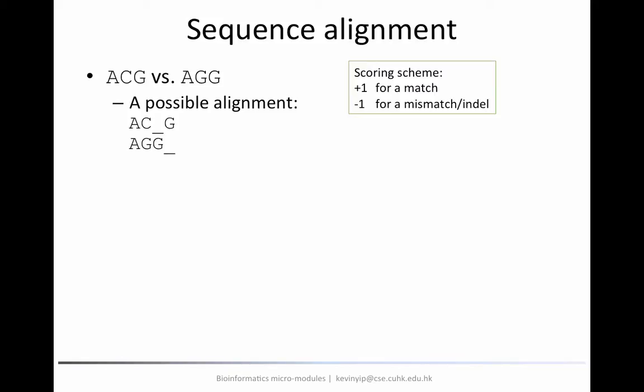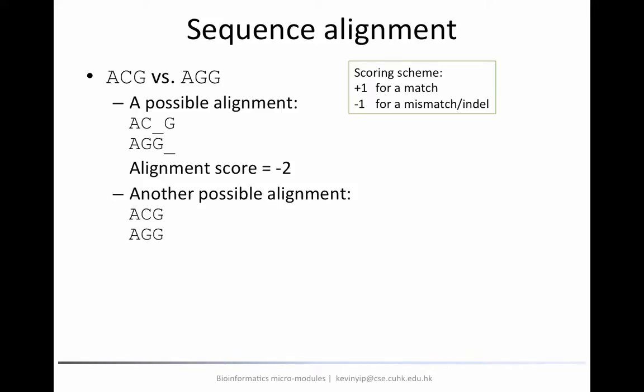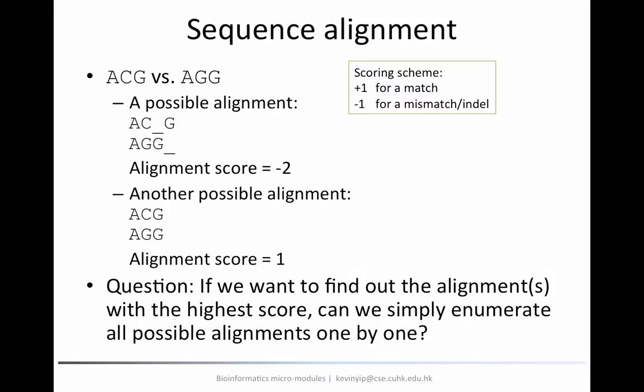In this case, if we consider a simple scoring scheme, in which we give a +1 score for a match and a -1 score for a mismatch or indel, the score for this alignment would be -2. This is another possible alignment. It involves one mismatch and two matches. The score is 1. One important question that we want to ask is, how can we find out all the alignments with the highest score?